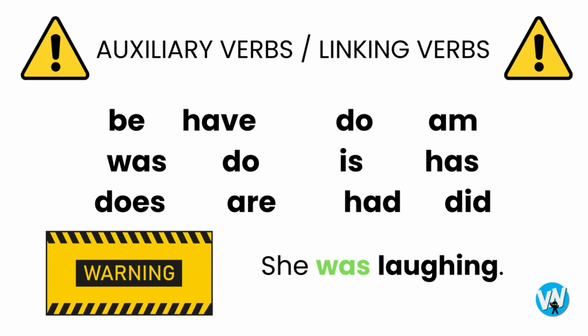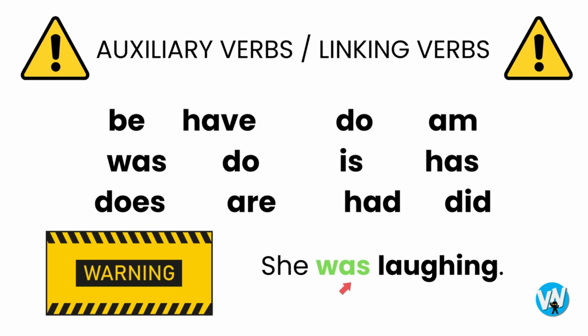So one thing we want to look out for, just before we get into some of the SAT examples, are these auxiliary verbs and linking verbs. Words like be, have, do, am, was, were, does, are, had, did, etc. Now, these words often crop up in combination with verbs to help them to link the rest of the sentence to the verb in the correct way. So these are very, very common.